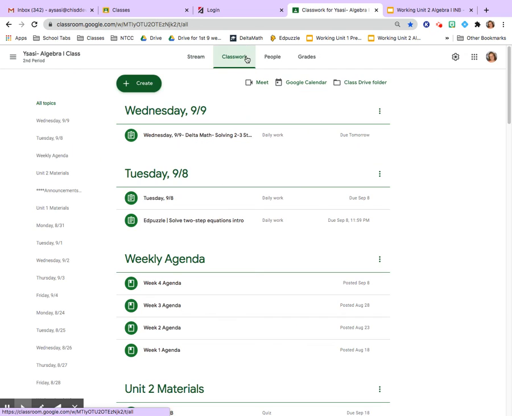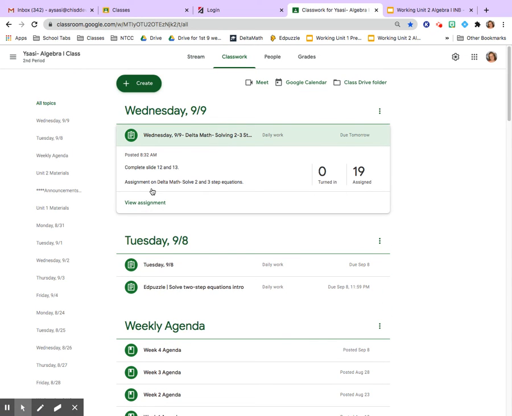Let's look at our assignment for today. It says assignment on Delta Math, solve 2 and 3-step equations. So you'll log in under Delta Math and look for the new assignment that says solve 2 and 3-step equations. Yes, you can take a picture on your phone. You can work out all of your Delta Math assignments in your composition book. So in case I ask, how did you do it? What did you do? You can show that to me. So make sure you're working these out whenever you do the assignment.